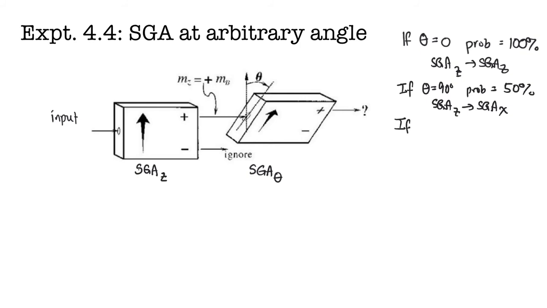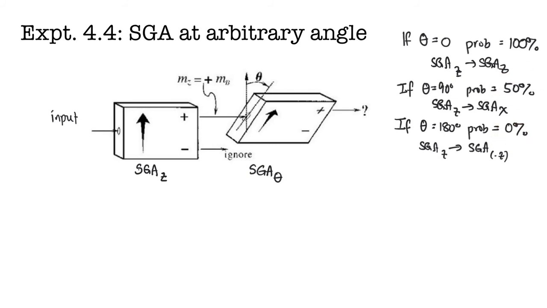The other thing we know is if theta is 180 degrees, the probability will be 0. That's like an SGA z followed by an SGA in the minus z direction. Well, if you came out of the plus port of a z analyzer, then your arrow is pointing up on the page. So you got to come out of the minus port of a minus z analyzer. So whatever mathematical function we're going to have has to satisfy at least these three properties, that at these three angles, theta of 0, theta 90, and theta 180, we get 100%, 50%, and 0% transmission.